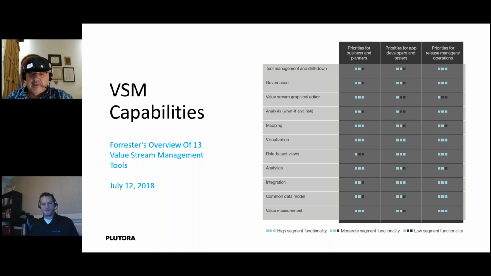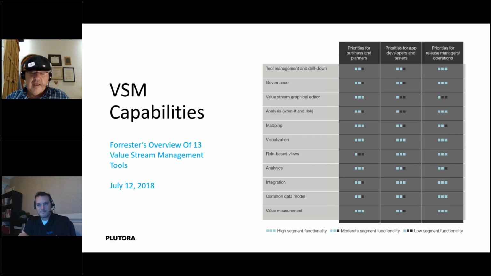Role-based views is kind of the same thing in my mind. Common data model is a tough one often. That's often the struggle with a lot of these tools, to try to get a common set of data that the value stream management tool can consume, because there are so many different kinds of inputs to be able to manage the entire value stream from planning through to operations and everything in the middle.